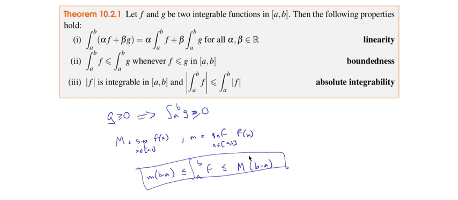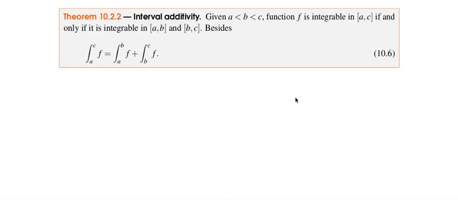Okay, now we also have this property of interval additivity. So given that a is smaller than b, which is smaller than c, function f is going to be integrable in the closed [a, c] if and only if it is integrable in [a, b] and [b, c]. Okay, so that means that if it's integrable in both of them, it will be integrable in this. If it's integrable in this, you can separate the integral. Okay, and the value of the integral will be the sum of the two integrals.